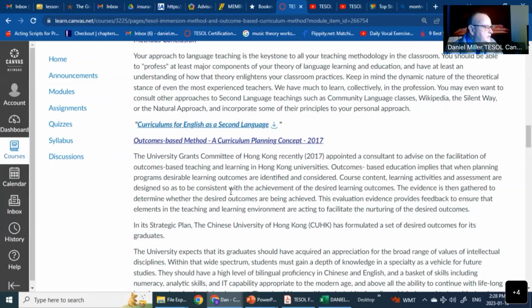Outcome-based education implies that when planning programs, desirable learning outcomes are identified and considered. Course content, learning activities, and assessment are designed so as to be consistent with the achievement of the desired learning outcomes. The evidence is then gathered to determine whether the desired outcomes are being achieved. So I call this the backwards curriculum design, because you start with the end and you work back through the curriculum development to get to the beginning of where you're going to start with your teaching process.